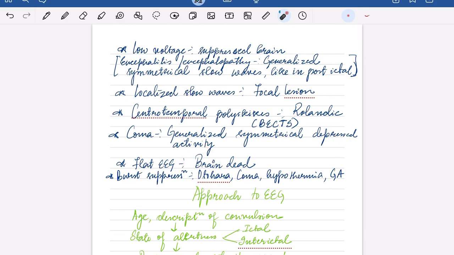Flat EEG is suggestive of brain death, flat ECG cardiac death, flat EEG brain death. Now very importantly, a burst suppression pattern. There are a few case scenarios where we see a burst suppression pattern. They are Ohtahara, coma, hypothermia and general anesthesia.